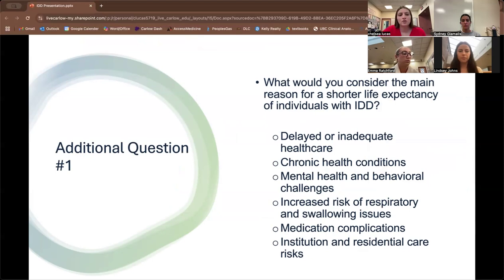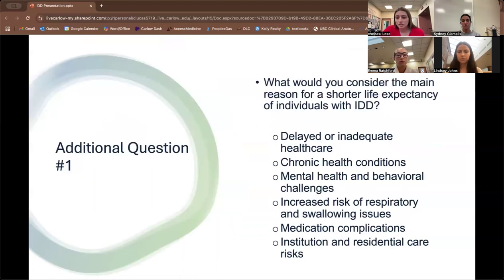So our first additional question is, what would you consider the main reason for a shorter life expectancy of individuals with IDD? Delayed or inadequate health care, chronic health conditions, mental health and behavioral challenges, increased risk of respiratory and swallowing issues, medication complications, and institution and residential care risks. For healthcare, individuals with IDD often experience barriers to healthcare, including a lack of providers trained in their needs, communication challenges, and difficulty navigating the healthcare system.